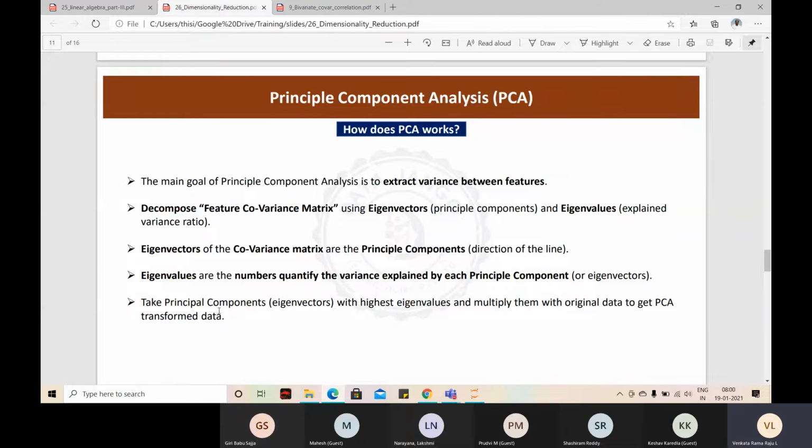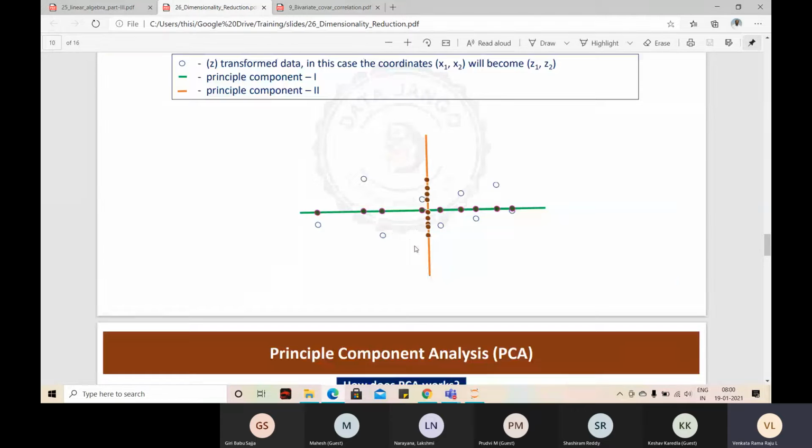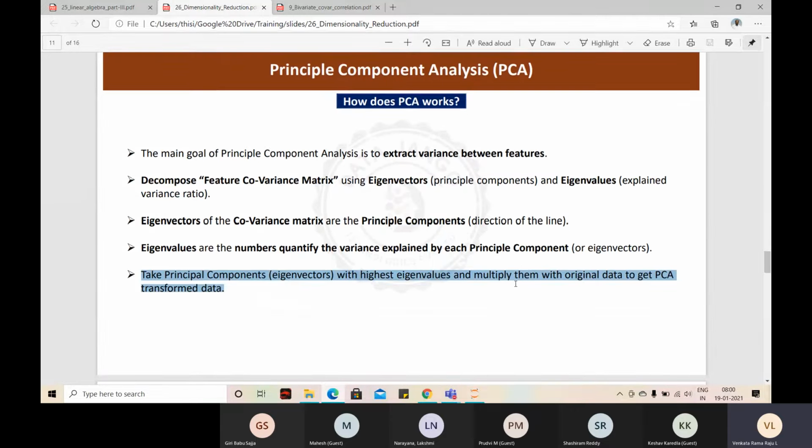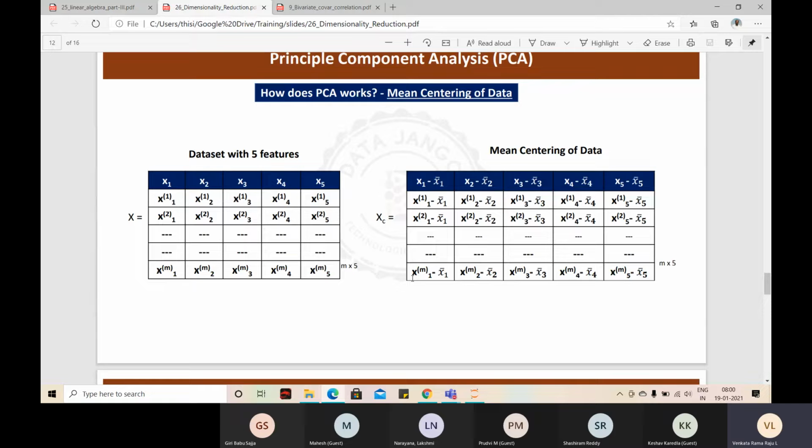Okay, so take the principal components with the highest eigenvalues and multiply them with the original data to generate the PCA-transformed data. This last part, right? Take the principal components, these green and orange lines, and multiply them with your original data. That is actually a shift and rotate. Till here we found the direction. After multiplying your original data with the eigenvectors, we found the shifted, rotated z values. Okay, let me show you with an example. Then we'll stop for questions.